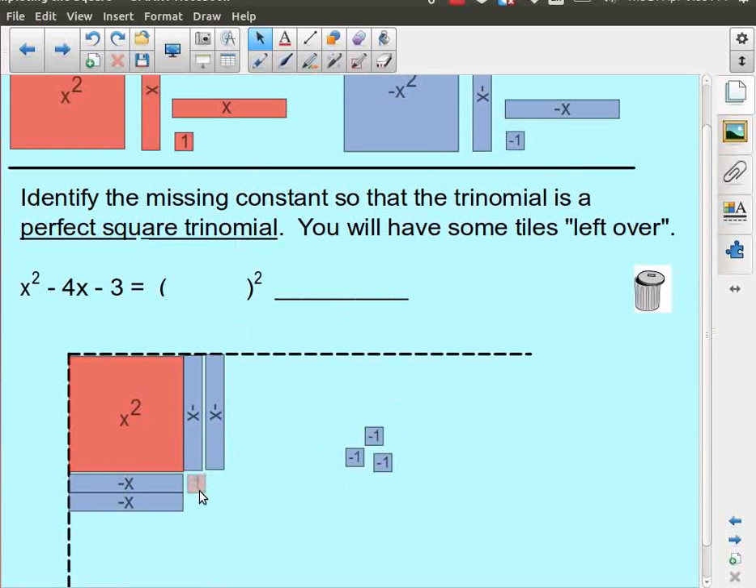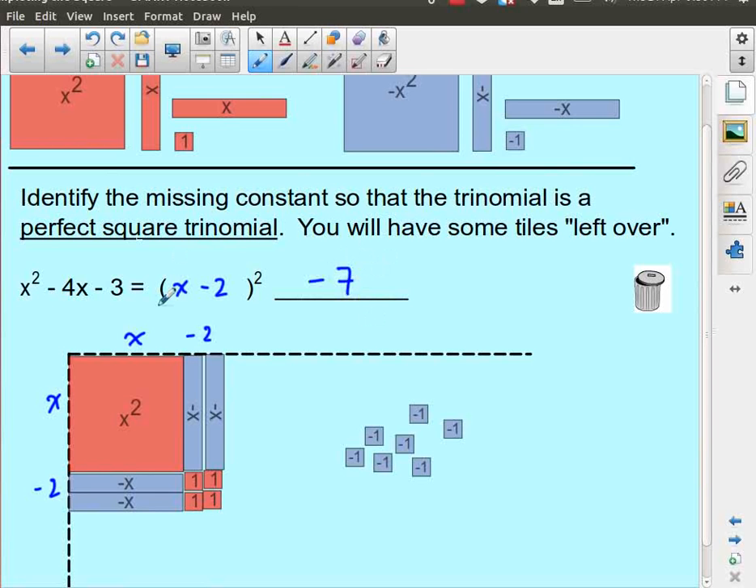If I want to bring in a red, I have to bring in a blue: red, blue, red, and blue. Here is my perfect square. x minus 2, x minus 2. This is x minus 2 all squared. That's this shape. And then we've got this extra 1, 2, 3, 4, 5, 6, 7.